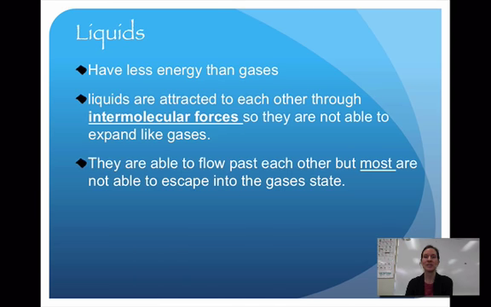So in this case, we're focusing on liquids. Liquids have less energy than gases, and they have more energy than solids. They're your state of matter right in the middle, right? Liquid molecules are attracted to one another through their intermolecular forces. That's what's keeping them in a liquid phase. Okay? They slide past one another.